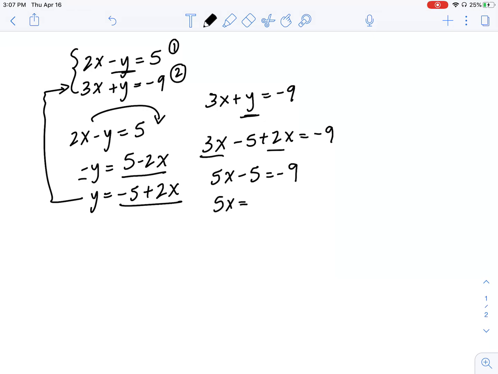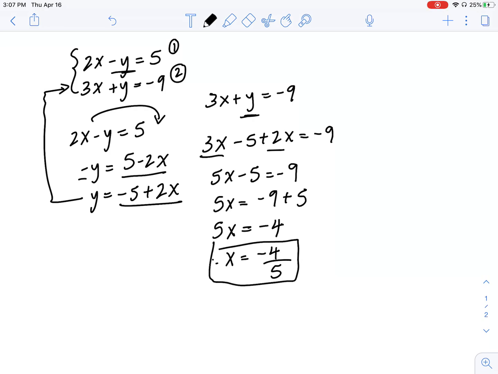5x equals minus 9 plus 5. 5x equals minus 4. x equals minus 4 over 5. Now that I have x, I can solve for y just by plugging it back into equation 2. Or equation 1, my bad.